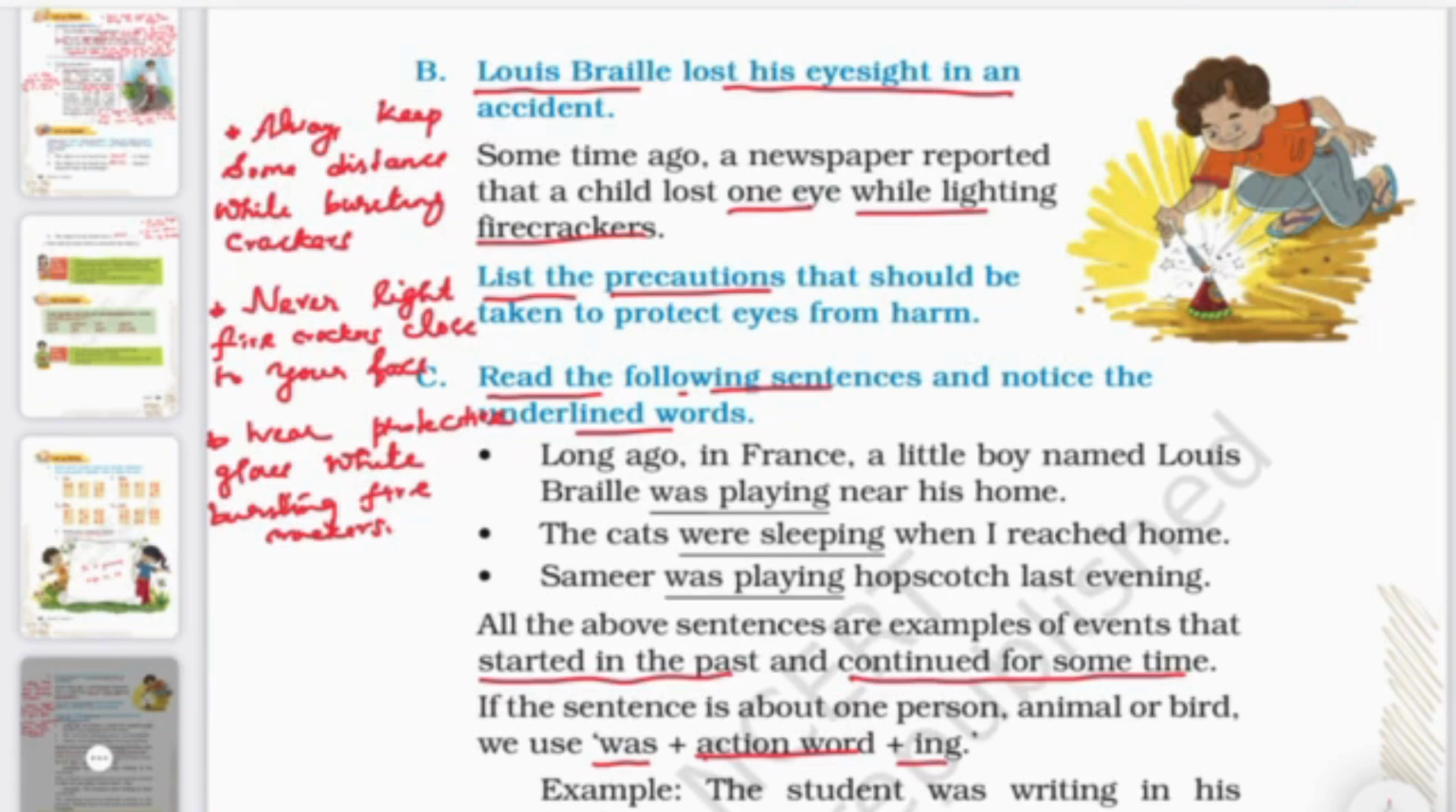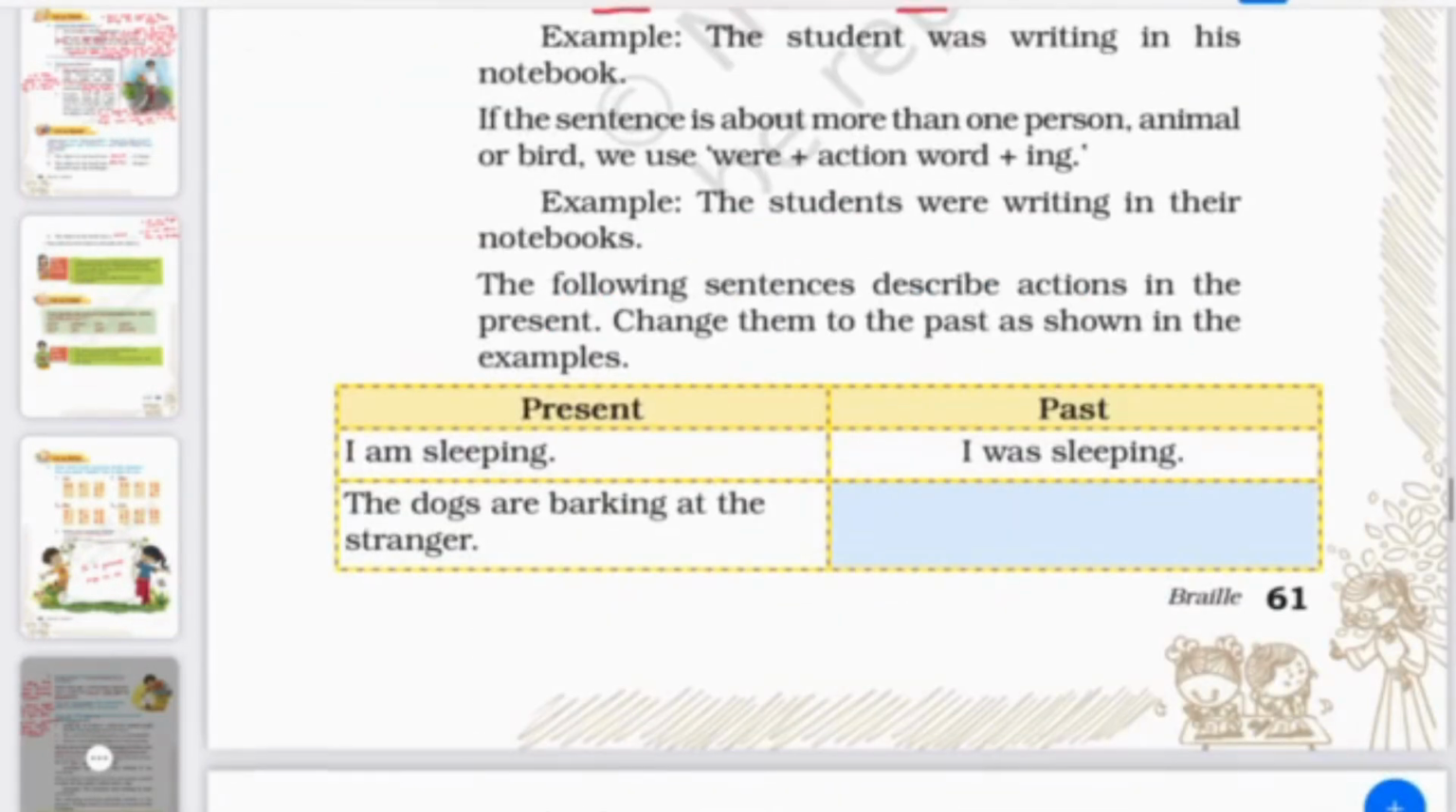Example, the student was writing in his notebook. If the sentence is about more than one person, animal or bird, we use were plus action word plus ing. Okay, plural form. Were is the verb here and then action word plus ing form. Example, the students were writing in their notebooks. If you want to write past, we use were.